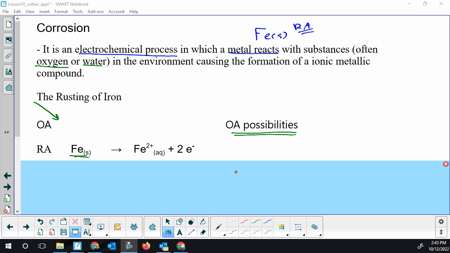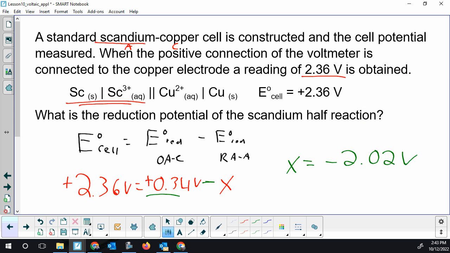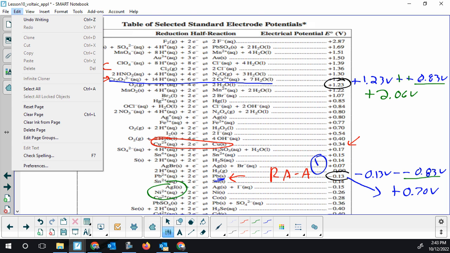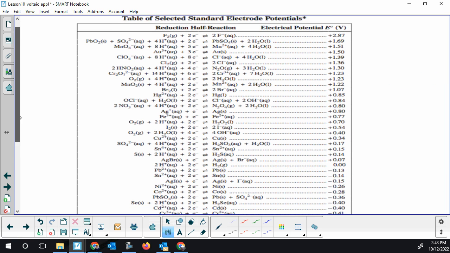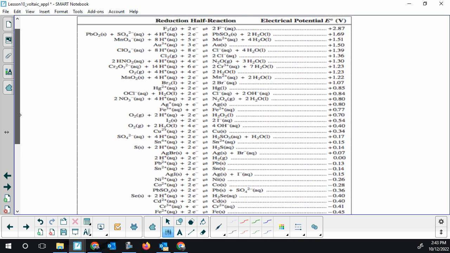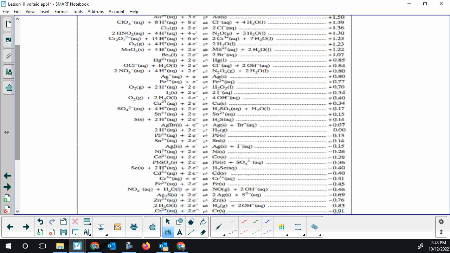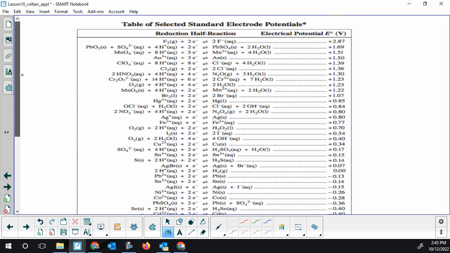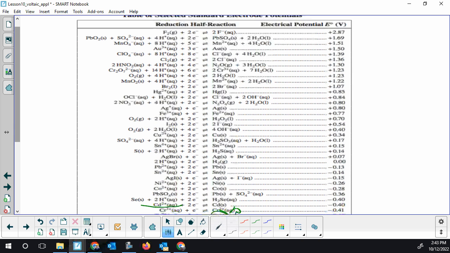Okay, so let's go to our table. Got a nice clean table. Now iron is going to be our reducing agent, elemental iron. So there's elemental iron as a reducing agent. So anything below it as an OA, we don't care about. So below this line, those would not spontaneously react with iron. Let's start at the top and identify what we might find in the environment.